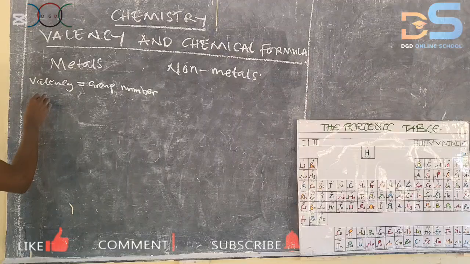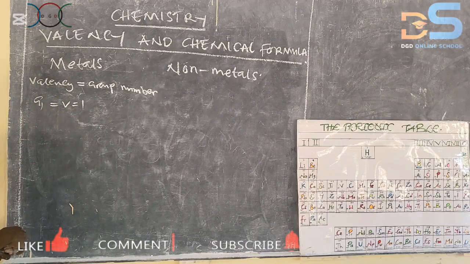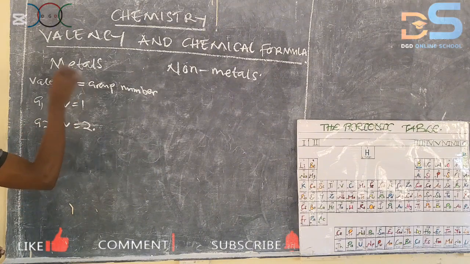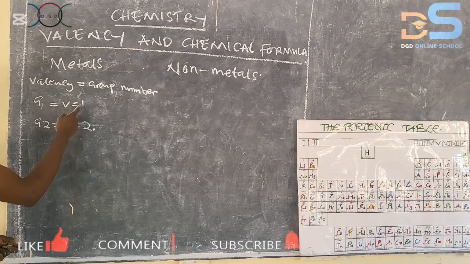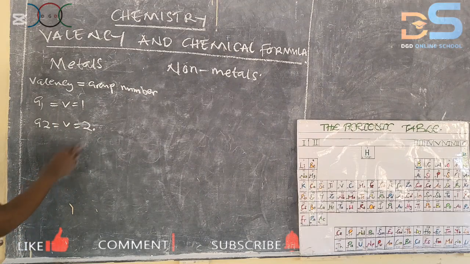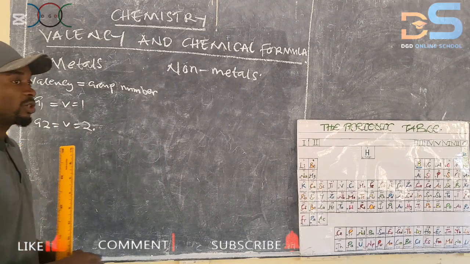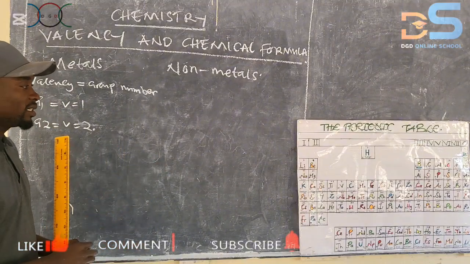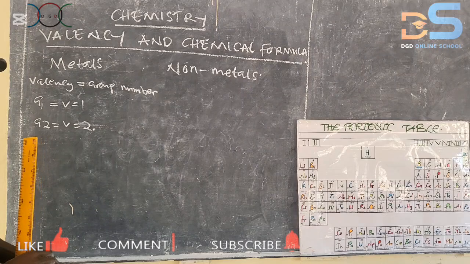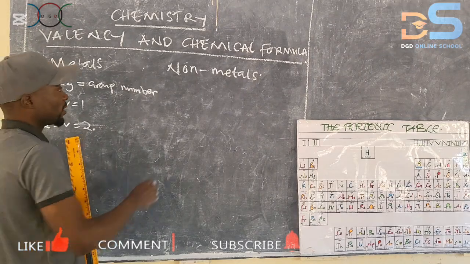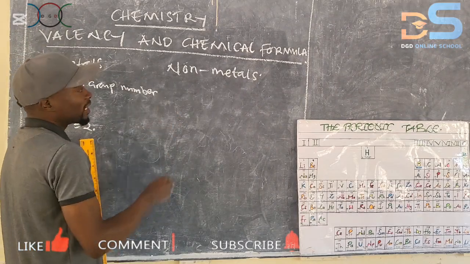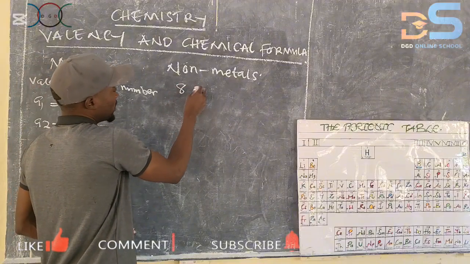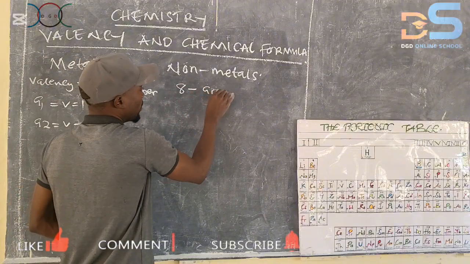So if an element belongs to group 1, meaning the valence is also what? 1. If an element belongs to group 2, meaning also the valence here is what? 2. And then this tells us this element has got 1 electron in the outermost shell, this one has got 2 electrons in the outermost shell. If you go back to the other video where we talk about how to determine the number of electrons in the electron configuration. Then now, for non-metals, it will be 8 minus the group number.